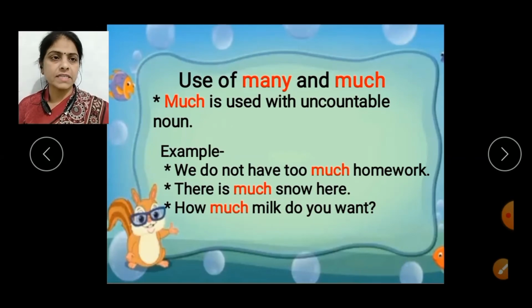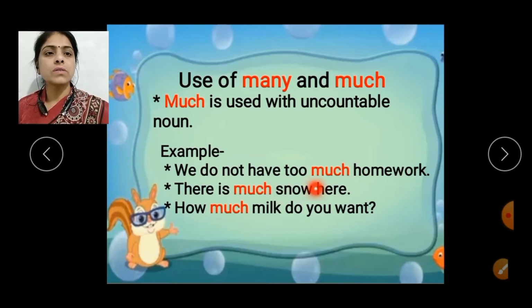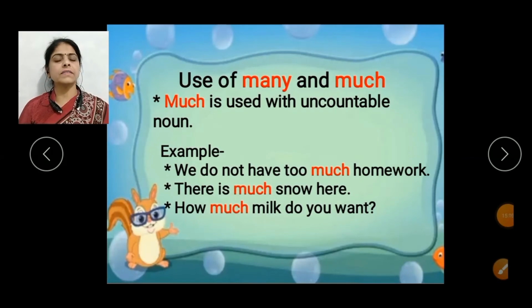In these sentences, homework, snow, and milk, these are uncountable nouns. We cannot count homework, snow, or milk. And to indicate the quantity or the amount of these uncountable nouns, much is used. Much is a quantifier. So here we have learned that many is used with countable noun and much is used with uncountable noun. And these both are used before the noun.